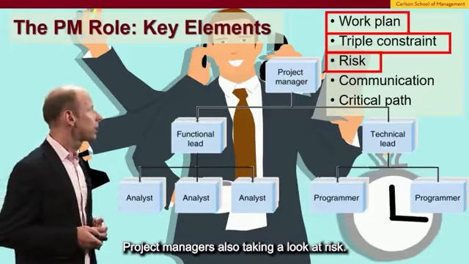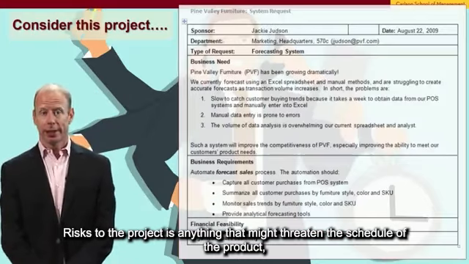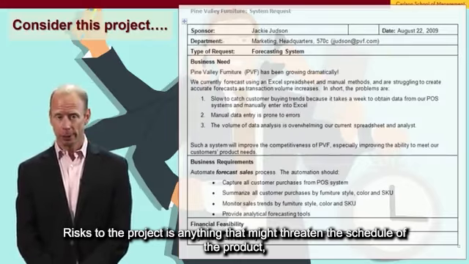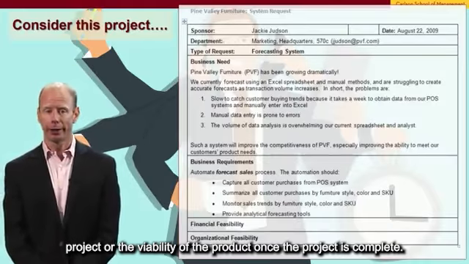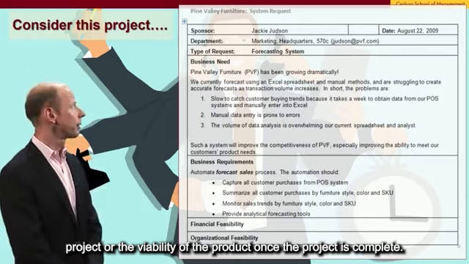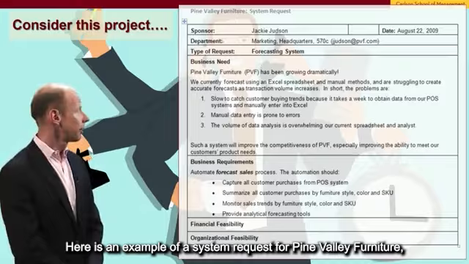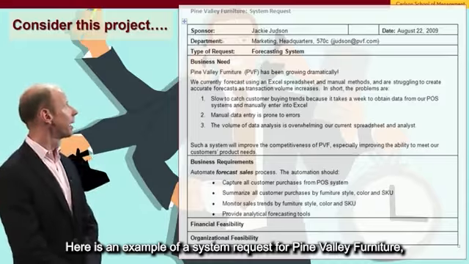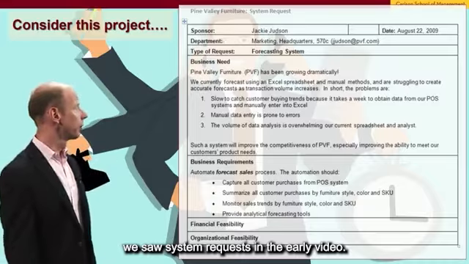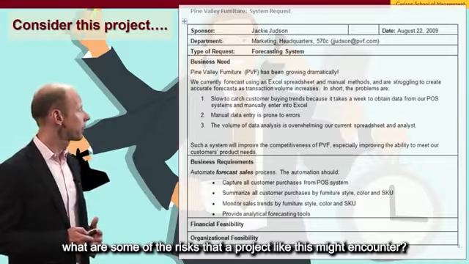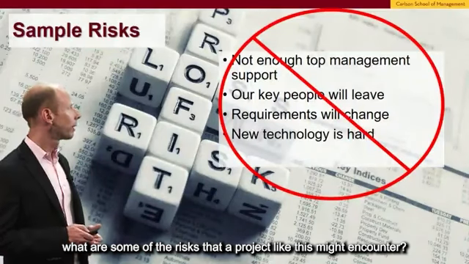Project managers are also taking a look at risk. Risks to the project are anything that might threaten the schedule of the project or the viability of the product once the project is complete. Here is an example of a system request for Pine Valley Furniture. We saw a system request in the earlier video. And so the question becomes, what are some of the risks that a project like this might encounter?